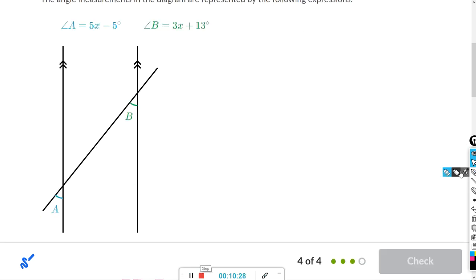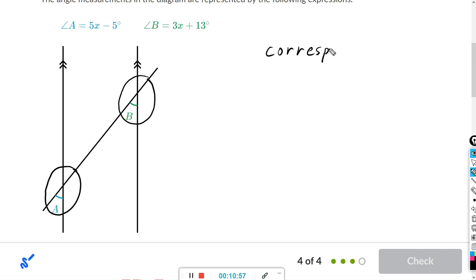All right, last one. We have the parallel lines. We see B is interior, but A is exterior. So let's check if they're corresponding. Out of these four, angle B is on the bottom left. And out of these four, angle A is on the bottom left. Those are corresponding. That makes them congruent. Since they're congruent, we set them equal to each other.